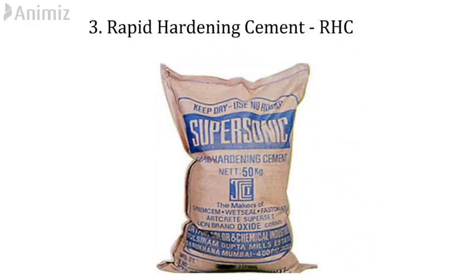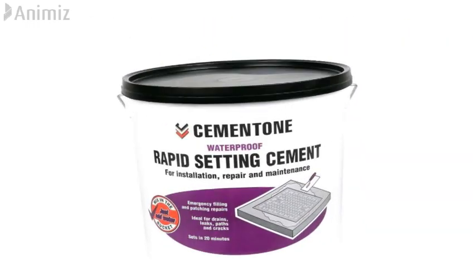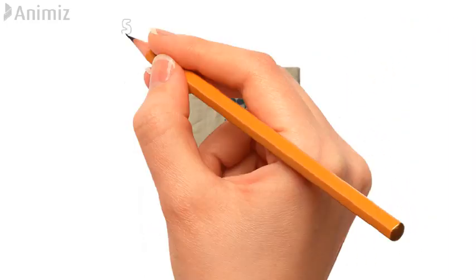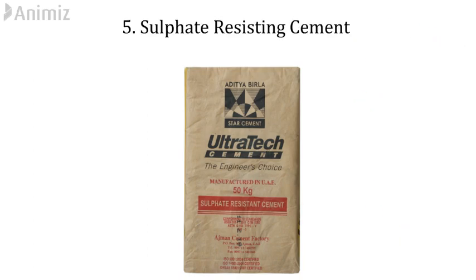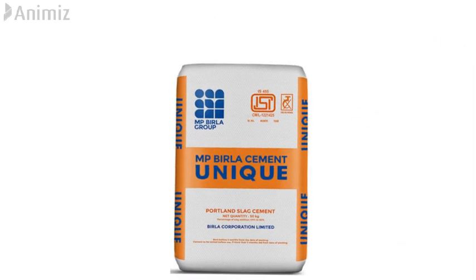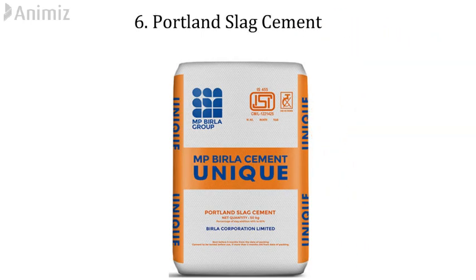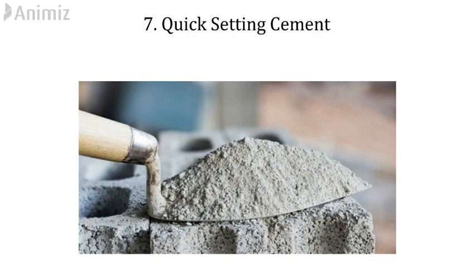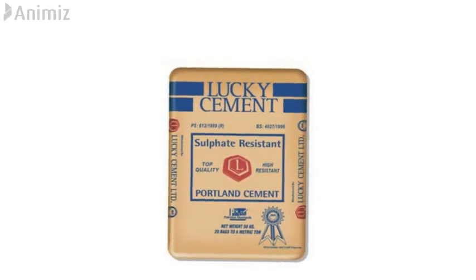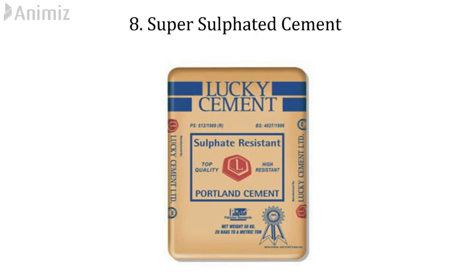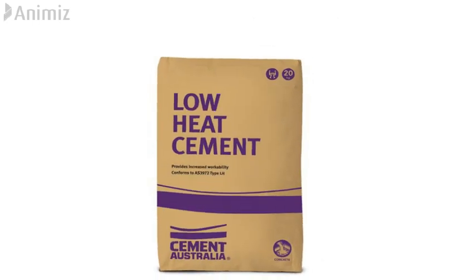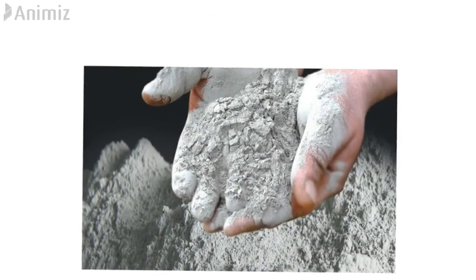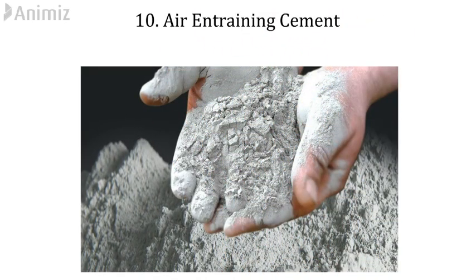Then the third category is rapid hardening cement. And then extra rapid hardening cement is available in the market. Then there is sulfate resisting cement, and the sixth category is Portland slag cement. The seventh category is quick setting cement, which sets in only 20 minutes. Then the eighth category is super sulfated cement. There is also low heat cement available in the market. And then there is air entraining cement.